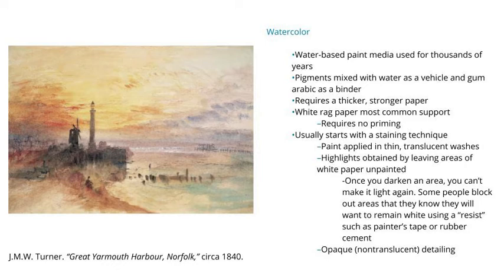Watercolor usually starts with a sort of staining technique, applying paint in thin translucent washes with lots of water as the vehicle, watering it down. And then for watercolor, highlights are obtained by leaving areas of white paper unpainted. And in this way, it's kind of an unforgiving medium. Once you darken an area with watercolor, you can't make it light again.